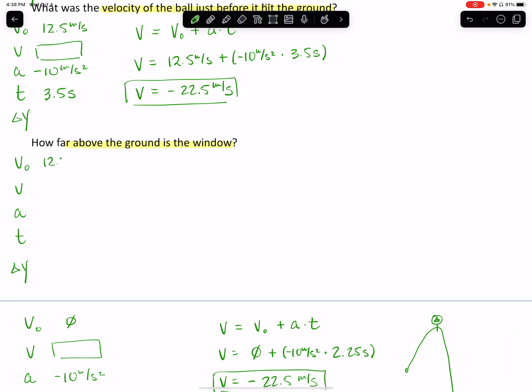So I start with 12.5 meters per second. My final velocity is negative 22.5 meters per second. My acceleration is negative 10 meters per second squared, and the whole time is 3.5 seconds.